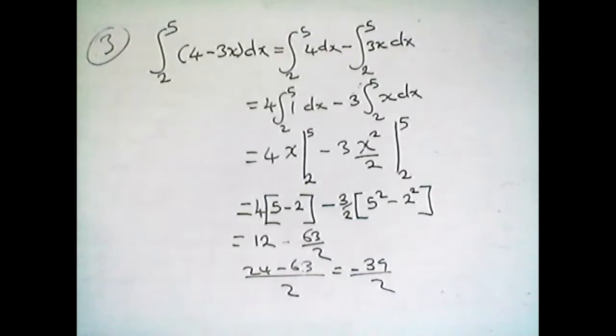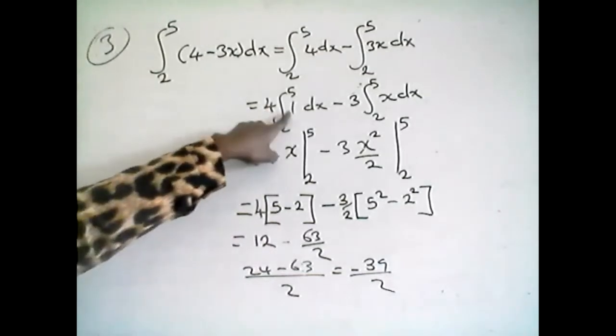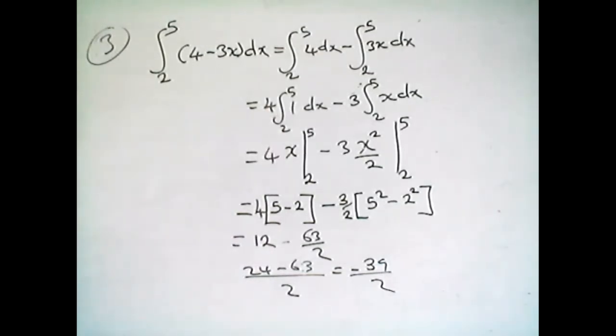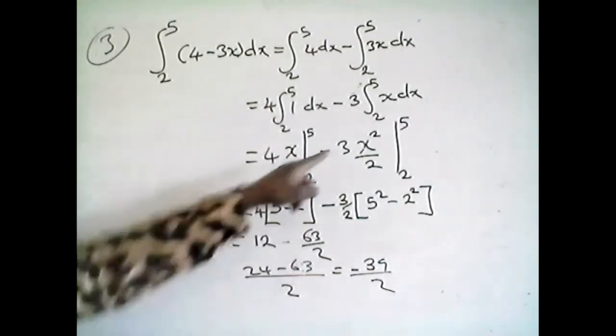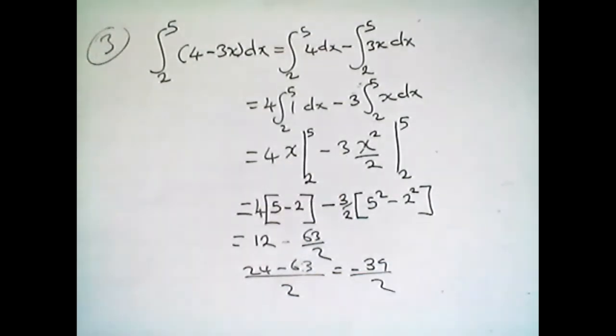Madam, I'm not very clear. How did you differentiate that 4 to give it an X? And then the 3, how did it now become X squared? The 3 which is here, and the 4 it didn't have an X, now it has an X.